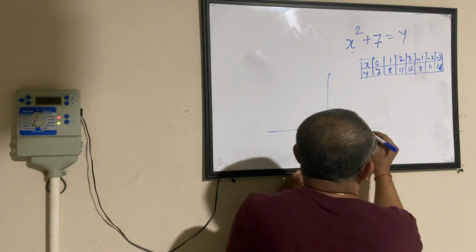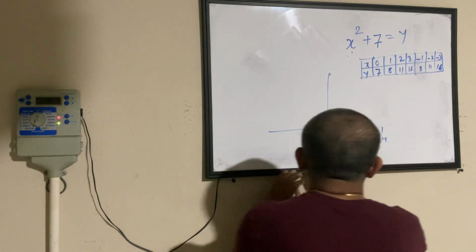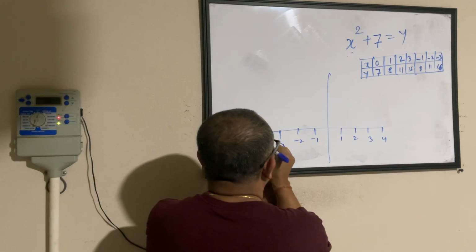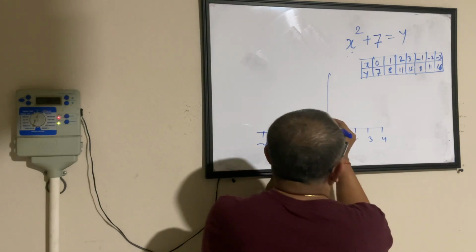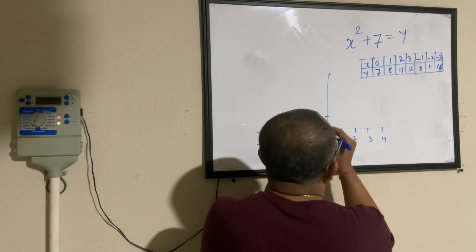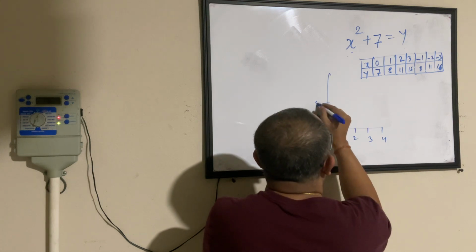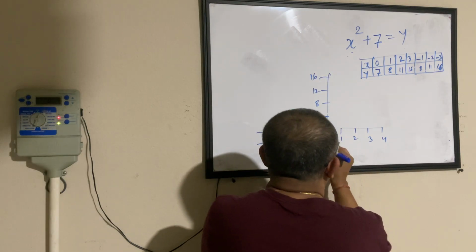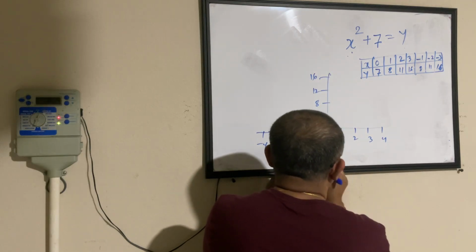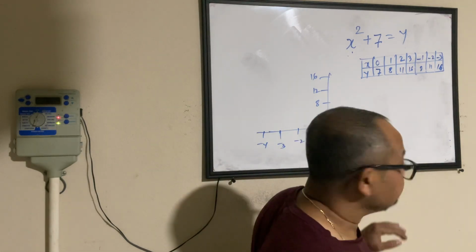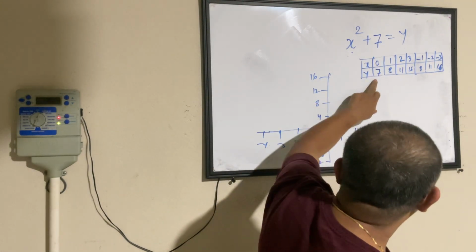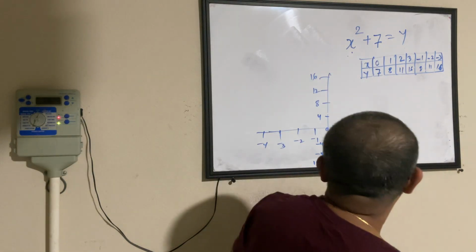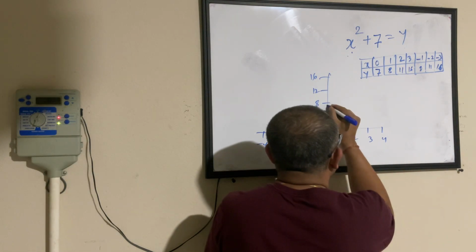1, 2, 3, 4, minus 1, minus 2, minus 3, minus 4. Simple. And then this side I'll pick a bigger scale. I'll say 4, 8, 12, 16, minus 4, minus 8, minus 12. Okay? Now, first point 0 and 7. X is 0, y is 7. Where will x be 0? On the y axis. 7, somewhere here probably.